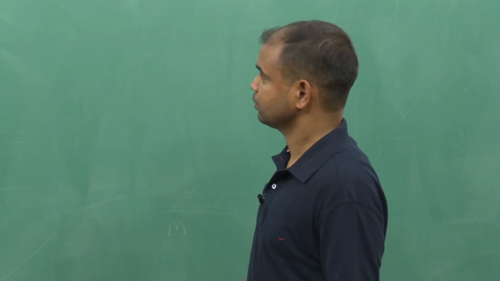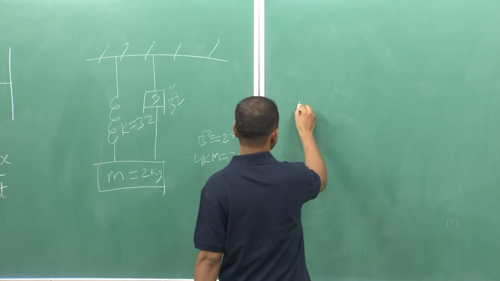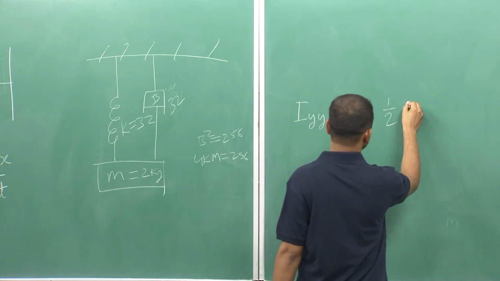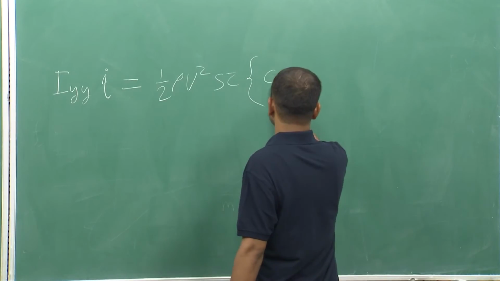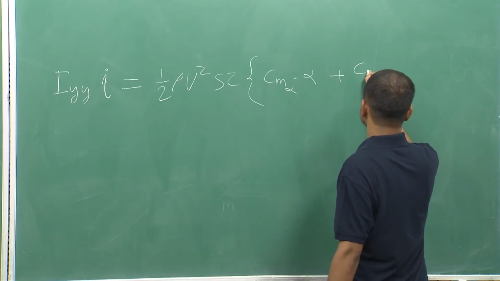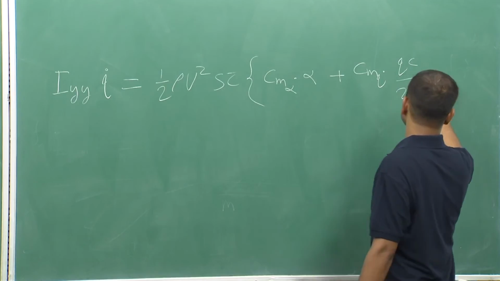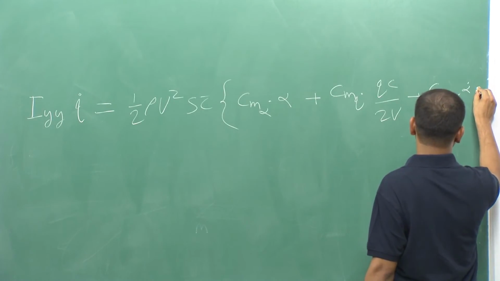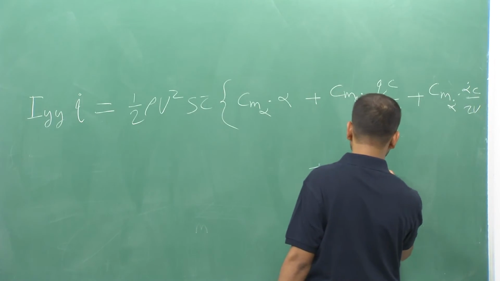If I try to visualize the longitudinal, pitch-only motion of the aircraft, if you remember the equation, I y times q dot is equal to half rho v square S c bar multiplied by Cm alpha into alpha plus Cm q into q c by 2 V plus Cm alpha dot into alpha dot c by 2 V plus Cm delta E into delta E.